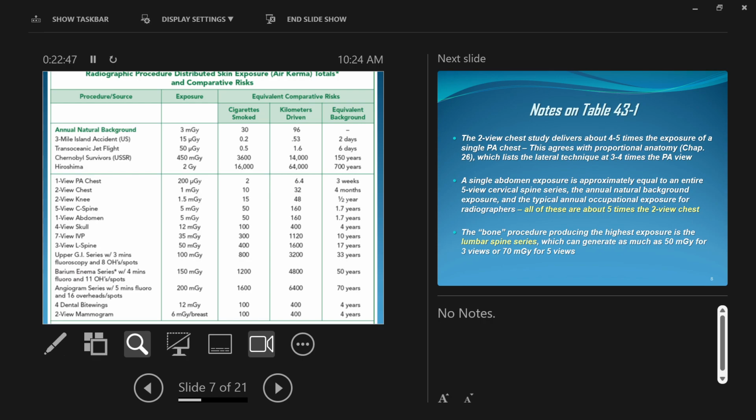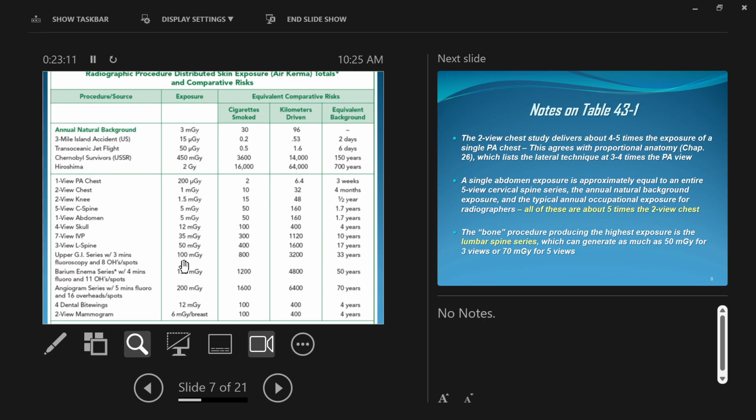4 dental bite wings, 12 milligray, 100 cigarettes smoked. Still though, 4 years of natural background, right? So again, I think the natural background amount is pretty useful to see because it really shows you that it's adding on to your total lifetime accumulated exposure. Like the L-spine.